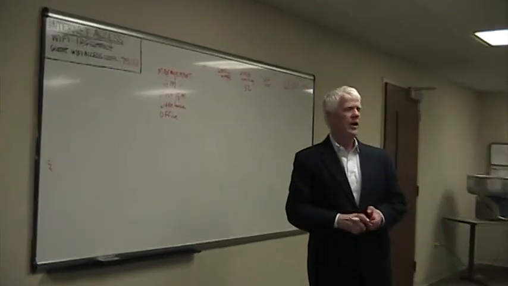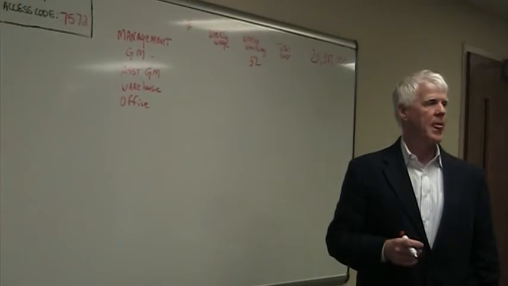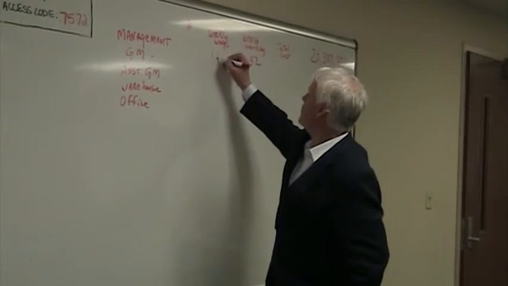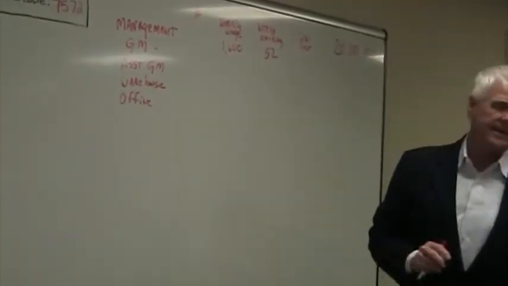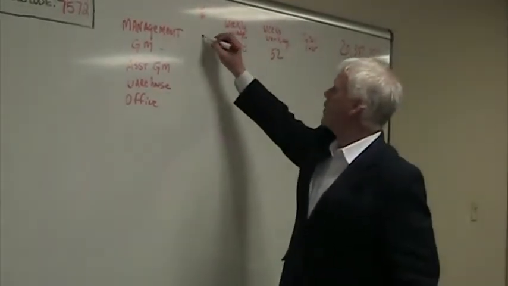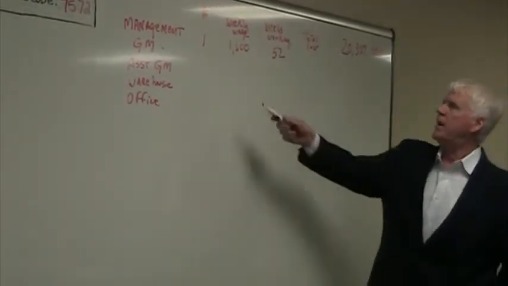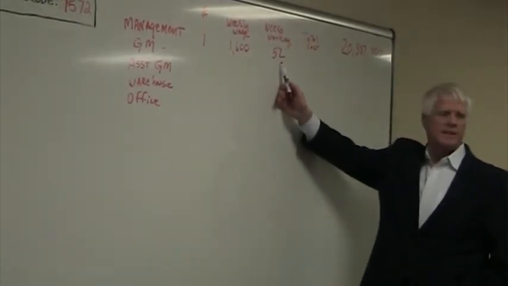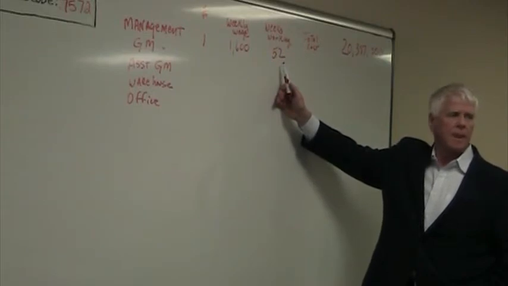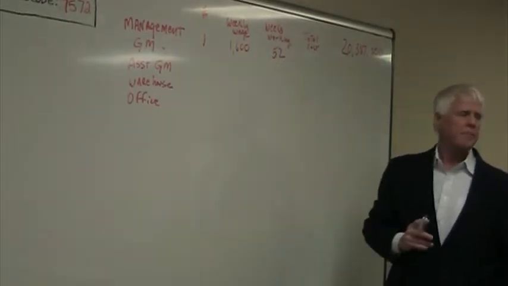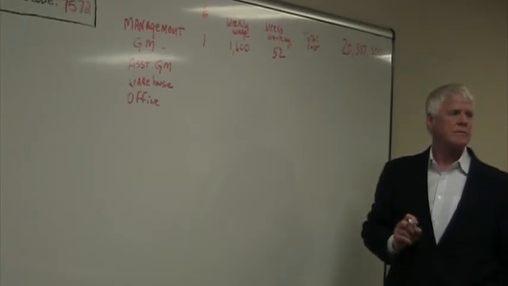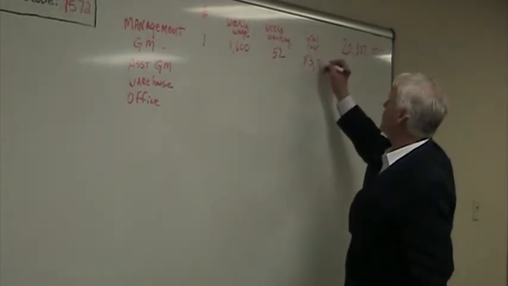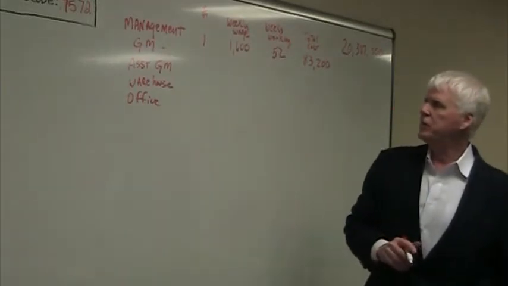And what do we pay a manager per week? $1,600. And how many GMs do we need? One. So what we're going to do is figure out what the annual salary is. We're going to take one GM times $1,600 a week times 52 weeks, and what does that tell us? His annual cost. The annual salary is what? $83,200. Okay?